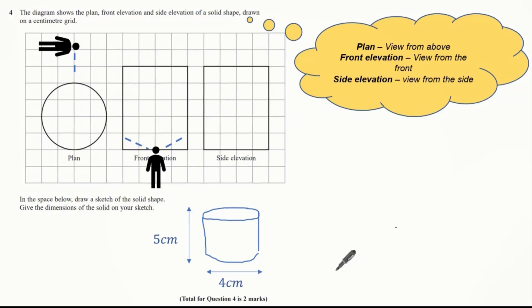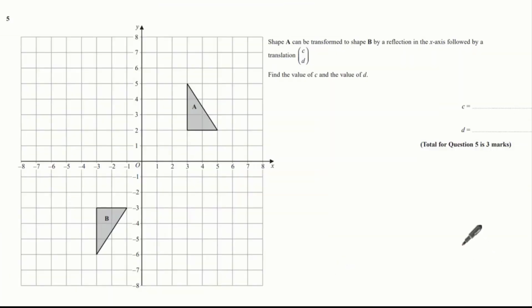Moving on to question 5, it shows shape A can be transformed to shape B by a reflection in the x-axis followed by a translation (C, D). We're asked to find the value of C and the value of D. So from the question it's clear that we have to reflect in the x-axis.